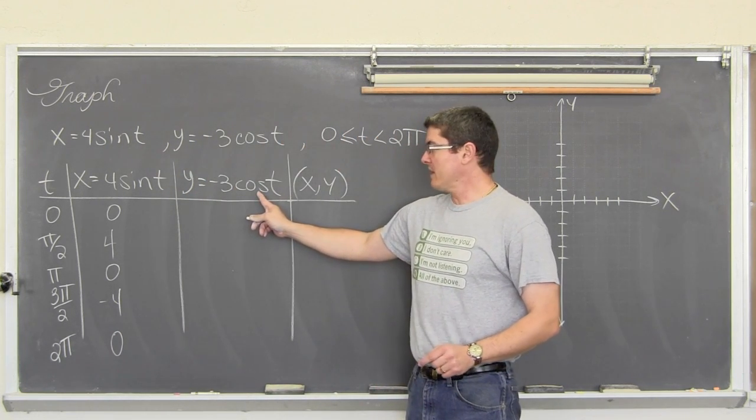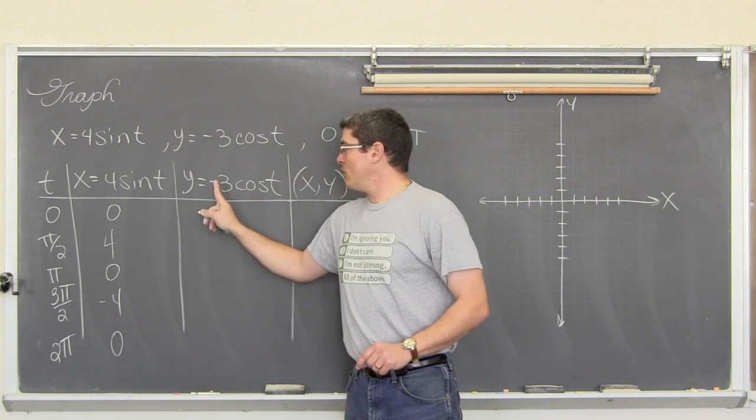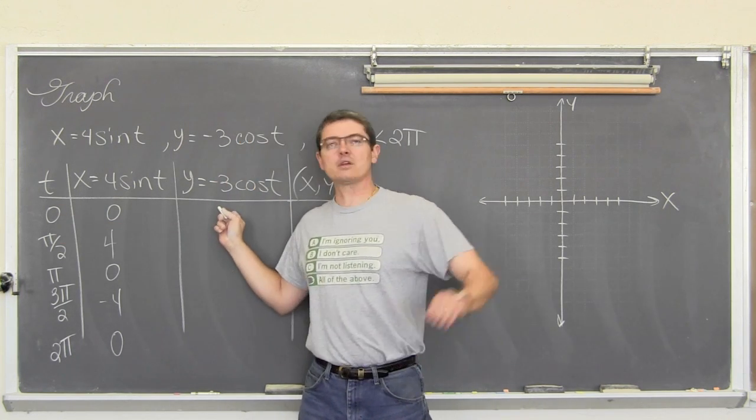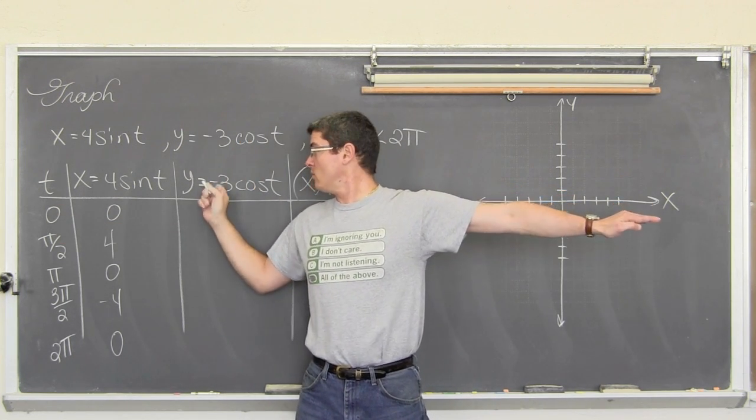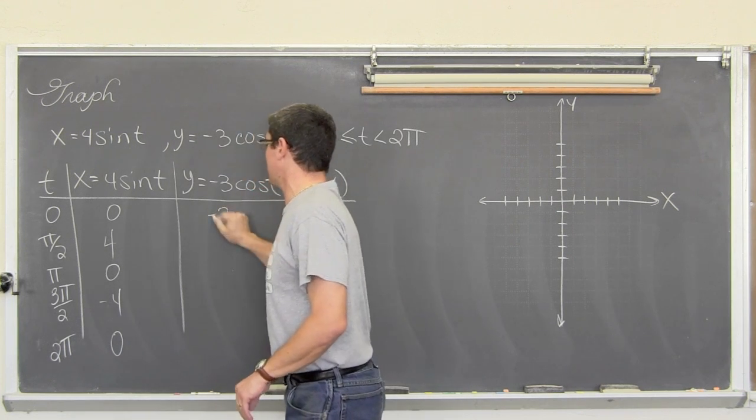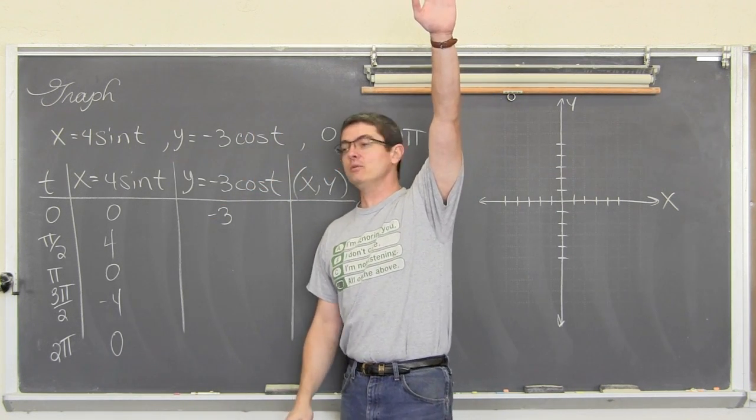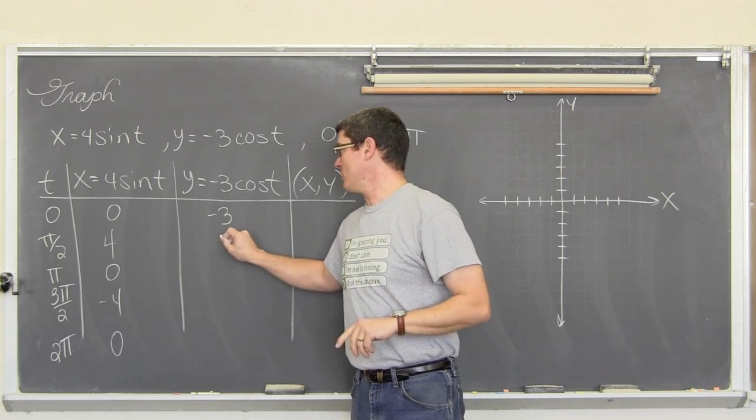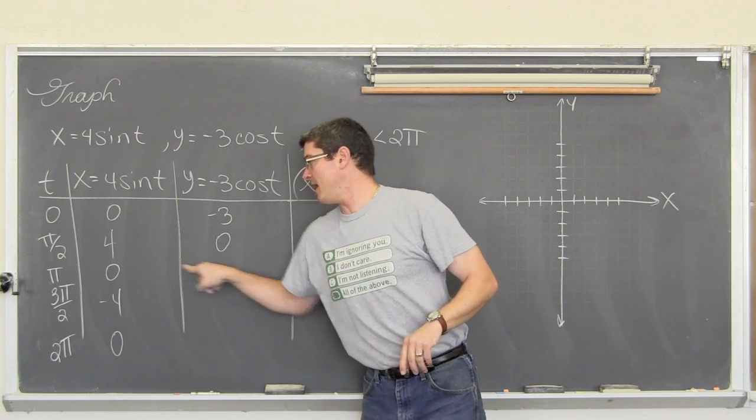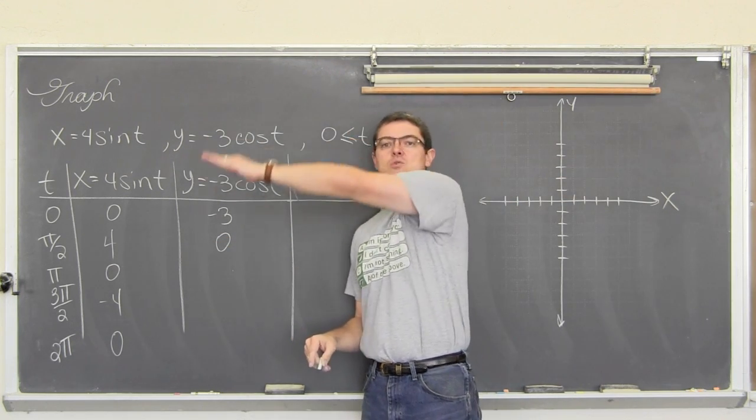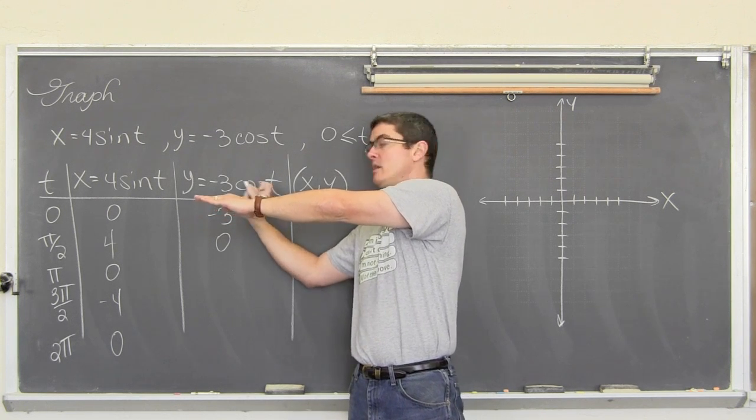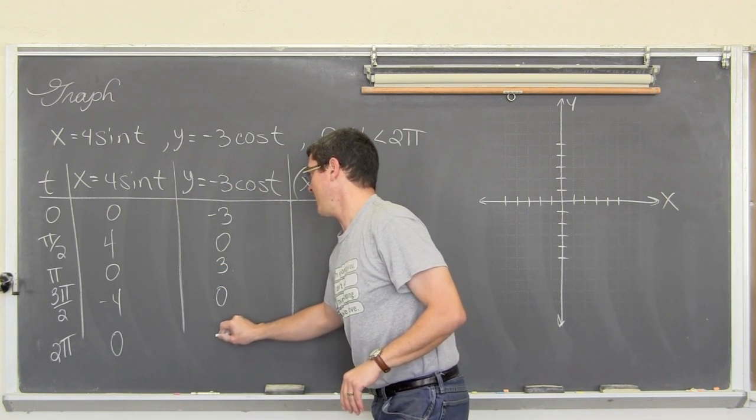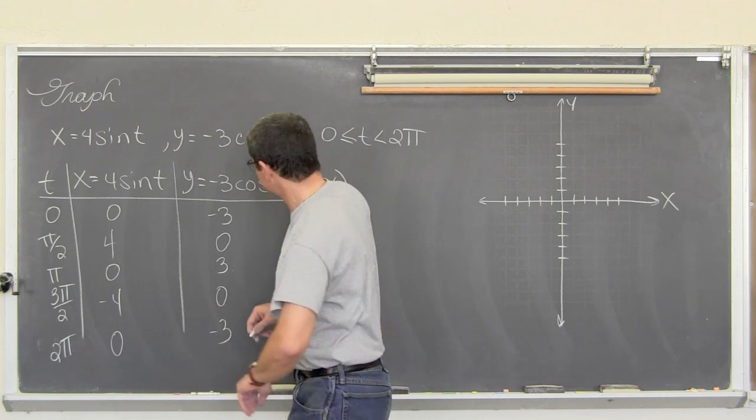For my y-coordinates, we've got -3 cosine t. So again, t equals 0. The cosine of 0 is 1. 1 times -3 is -3. At pi over 2, the cosine value is 0. So that's going to be 0. At pi, at 180 degrees, or pi radians, cosine is -1, times -3 is 3. And then we're going to get 0 and -3 again.